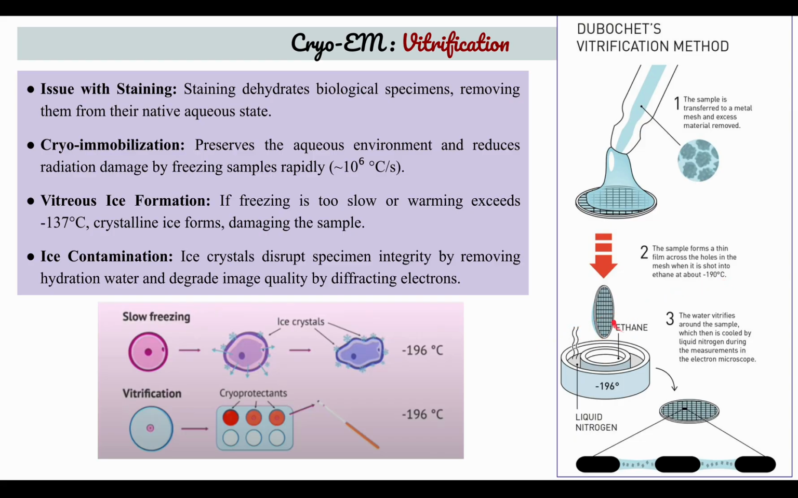So this is a cryoprotectant onto which we put our grid containing the sample. This technique, in which we dip the grid with the sample into the cryoprotectant, is known as plunge freezing. So the water vitrifies. Vitrifies means it quickly freezes without forming crystals. So it vitrifies around the sample, which is then cooled by liquid nitrogen during the measurements in the electron microscope. Now this is the representation of one of the grids, how it appears. So now our sample is locked in its native environment. This is known as vitrification.